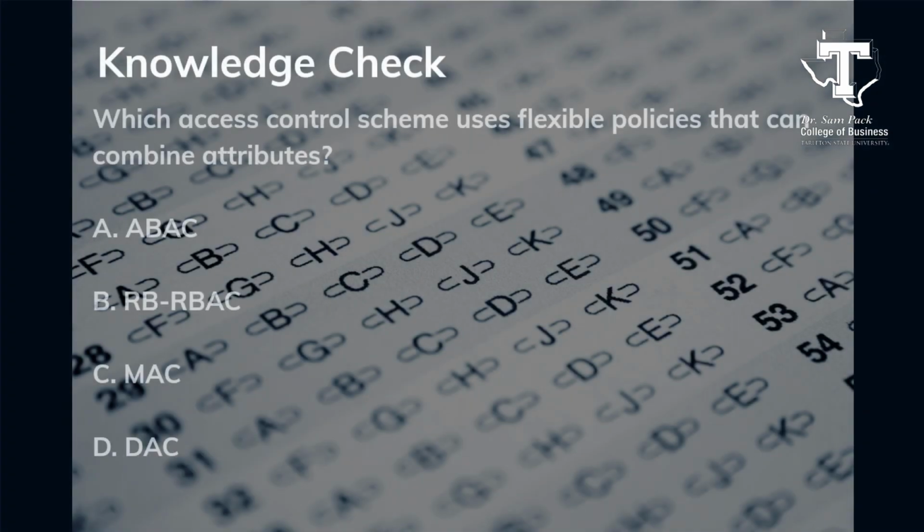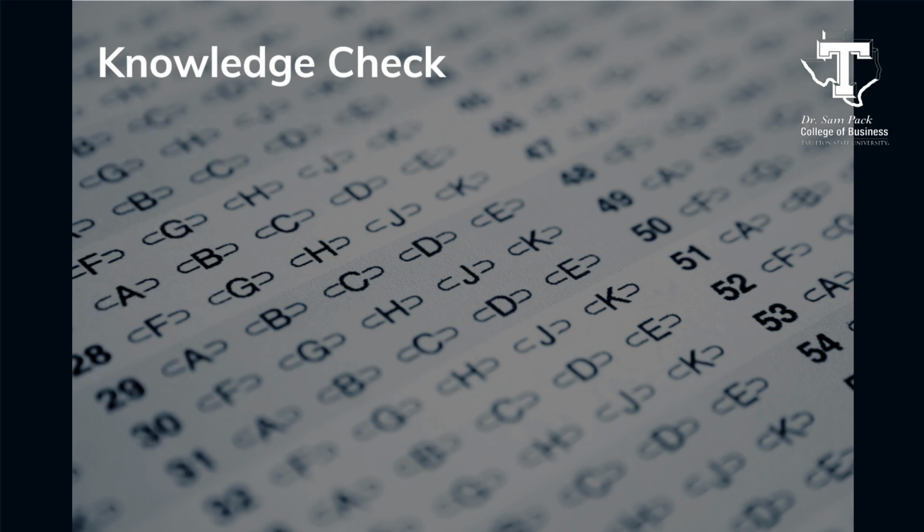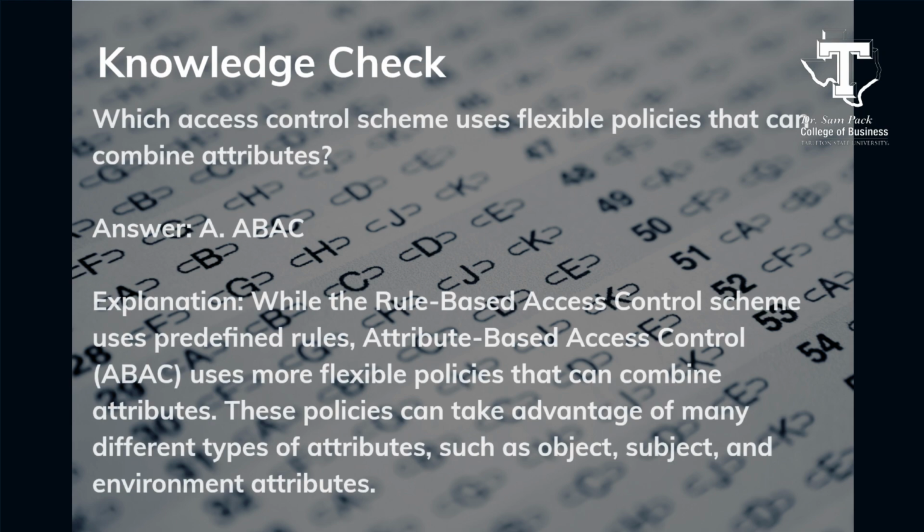Knowledge check. Which access control scheme uses flexible policies that can combine attributes? A. ABAC. B. RBAC. C. MAC. D. DAC. Answer: ABAC. While the rule-based access control scheme uses predefined rules, attribute-based access control uses more flexible policies that can combine attributes. These policies can take advantage of many different types of attributes, such as object, subject, and environment attributes.